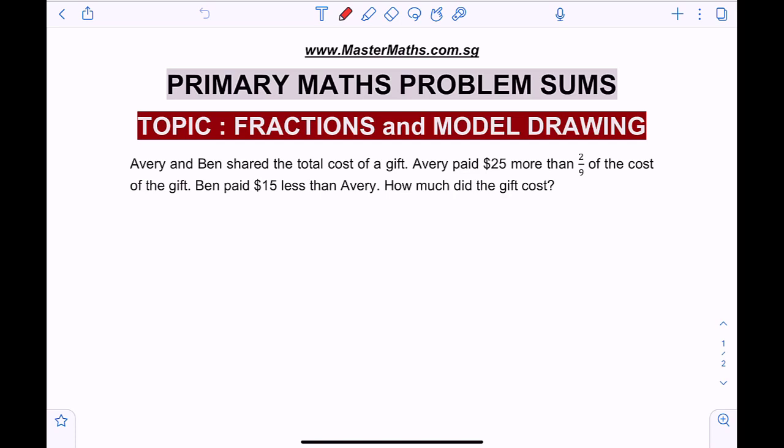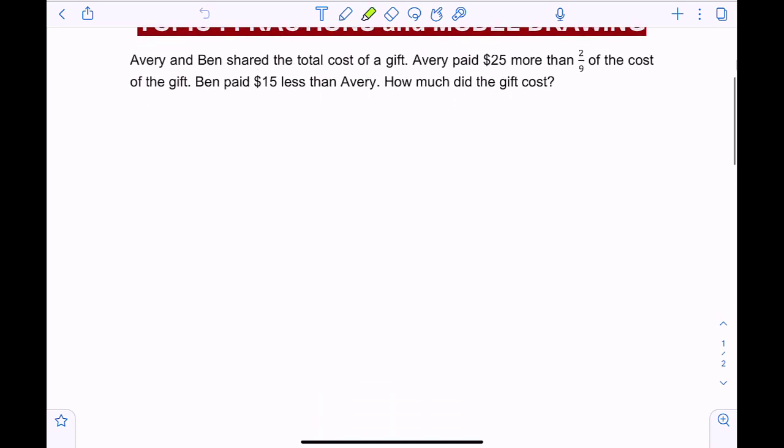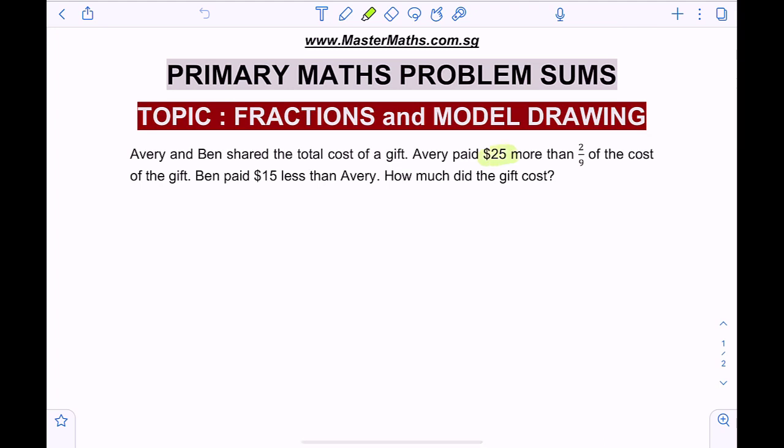Avery and Ben shared the total cost of a gift. Avery paid $25 more than 2 over 9 of the cost of the gift. Ben paid $15 less than Avery. How much did the gift cost? Now, Avery and Ben are splitting the cost of the gift.